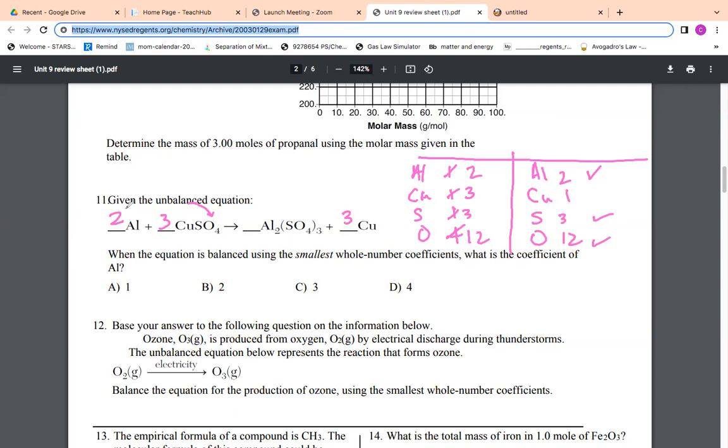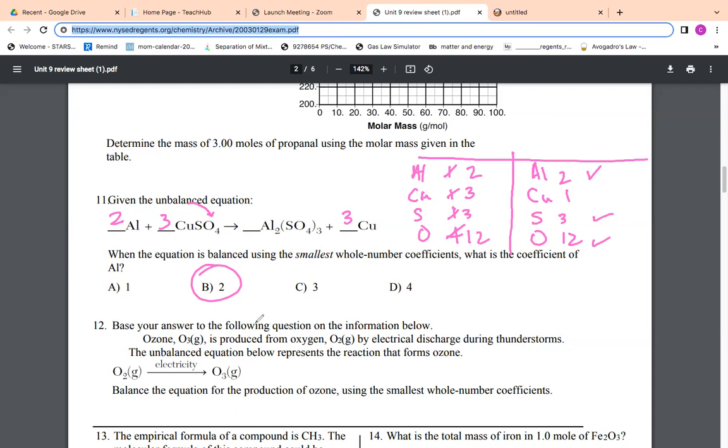So yes, 2 was the correct coefficient for aluminum, but I had to balance the entire thing just to make sure that that 2 coefficient is what we ultimately needed, because sometimes you will write a coefficient and then you'll end up having to change it. So just fully balance it and then answer the question.